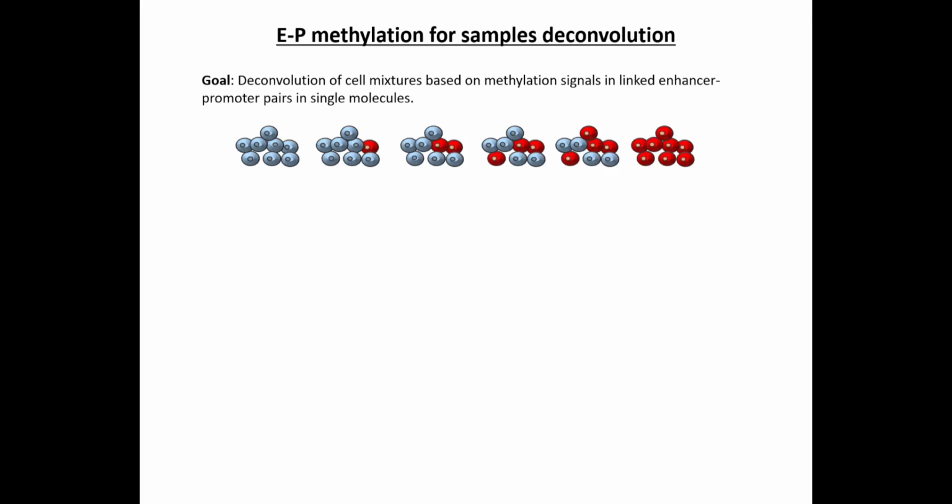Our goal in this project was to deconvolute cell mixtures based on the combinations of the methylation signals in linked enhancers and promoters. Such deconvolution can be of interest, for example, in cancer states, in which a population of cells can gradually acquire epigenetic transformations, and the detailed single-cell enhancer-promoter methylation profile may provide valuable information for studying the evolution of early carcinogenesis.